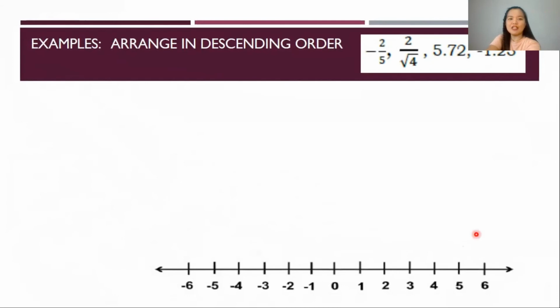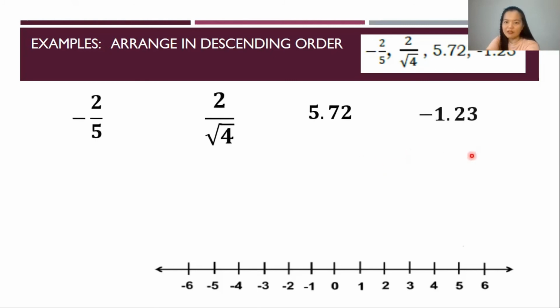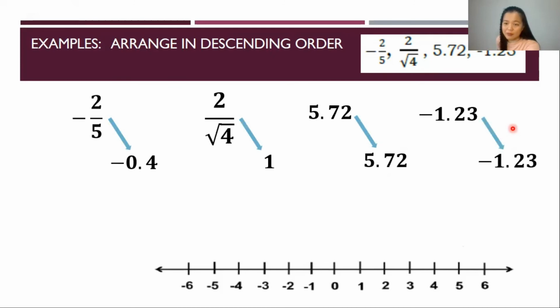Okay, so let's have example again. But this time, arrange in descending order the following. Negative 2 over 5, 2 over square root of 4, 5.72, and negative 1.23. So, let's have the given. Ito siya. Agawin natin silang decimal or whole number lahat. I-simplify natin. So, this is negative 0.4. This is 1. This is 5.72, and this is still the same, negative 1.23.